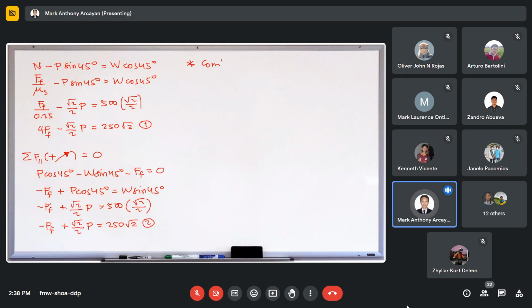Now, ato na i-combine, no? Combining equations 1 and 2 to solve for P. Use your calculator na lang, no? Use your calculator for this one. Wait lang ha, ipakita nako para makita pod ninyo.